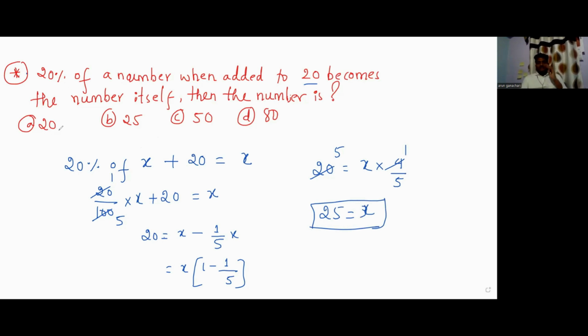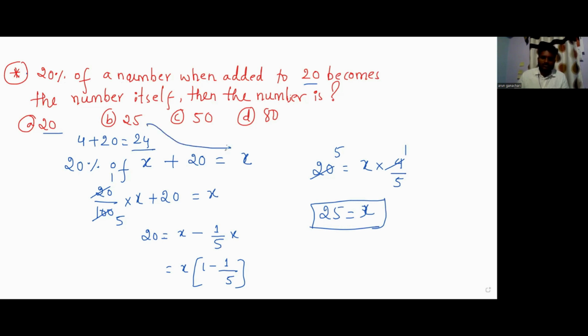20% of a number. Let us consider the number as 20 itself. What is 20% of 20? 10% of 20 is 2. So 20% will be how much? 4. If I add 4 to 20, how much will I get? I'll get 24. What is the thing they are asking? They are asking we should get the number back. We should get the same number. So we'll go for the next option.